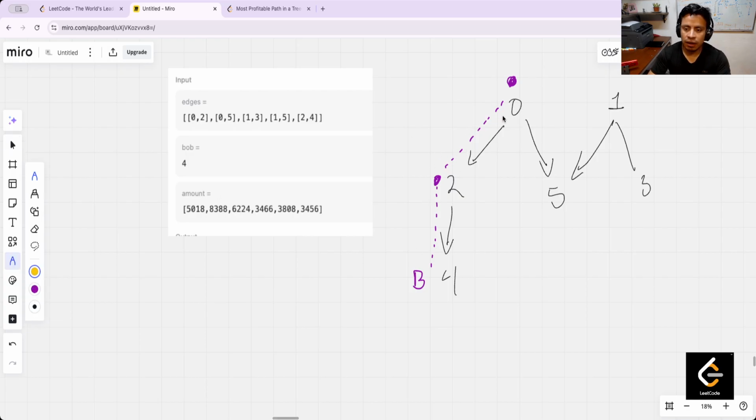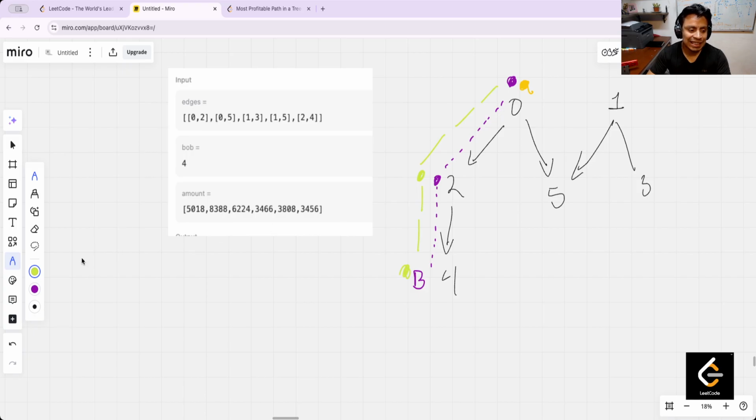Now, what is the path for Alice? Alice starts here. This is Alice. And what path is it in essence? This, and this. This is one path. I will use one color. Which color? I think this one. This is the path that Alice can take. Yeah, this is the first.